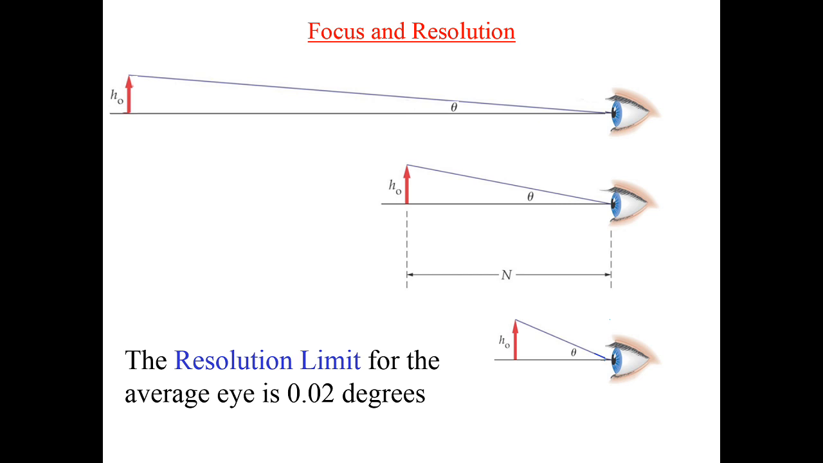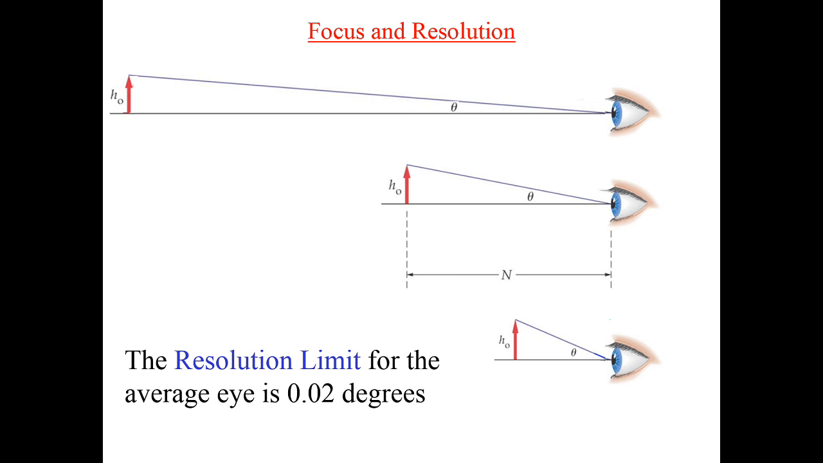This is caused by interference between light that travels through our eye, and we'll discuss this a bit more in our next unit. But the thing we need to know here is that the resolution limit for the human eye is about 0.02 degrees. That's the angle between the two things that you're trying to see. If it has an angle of 0.02 degrees or less, then your eye will not be able to see the difference between the two. It doesn't matter what the distance is.